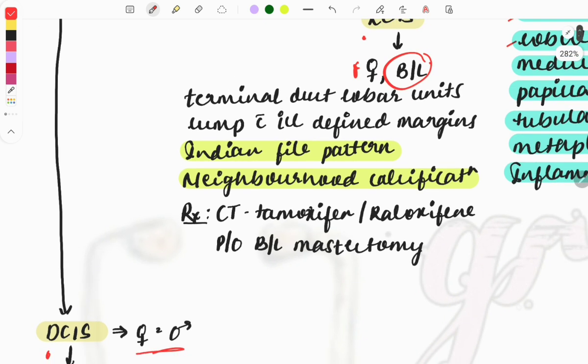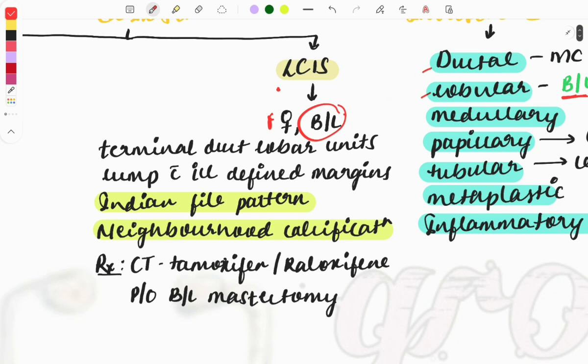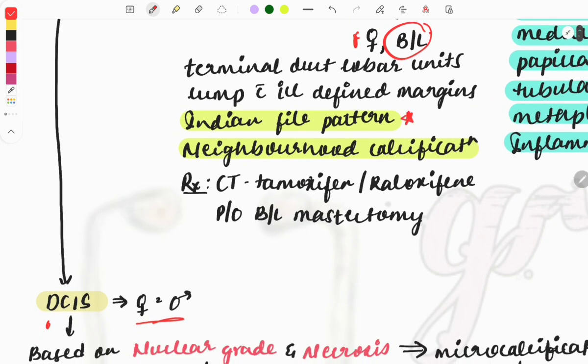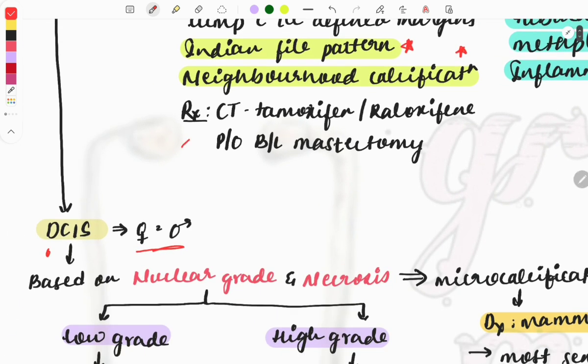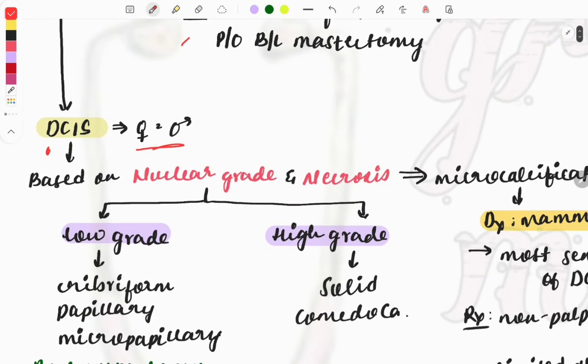Then another two important things which will help you reach the diagnosis if a question is asked on this: Indian file pattern, a must-remember point, and this neighborhood calcification. So whenever you see these two things, Indian file pattern and bilateral, think in terms of lobular carcinoma, and this is the treatment, how we will be doing it.